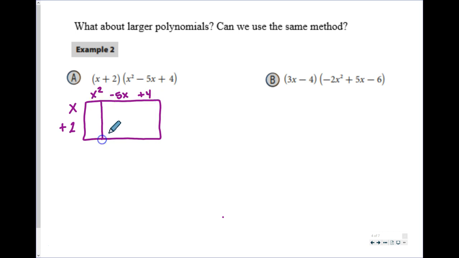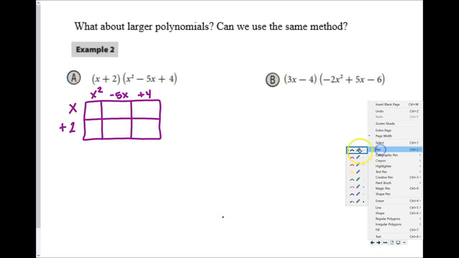Now I have to break this into boxes like that. So instead of 4 boxes, I'm going to have 6 boxes. So you need to make your boxes the right size for what kind of polynomials you have. Okay? Now we just multiply each box.